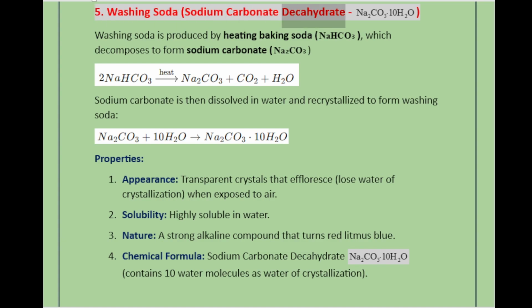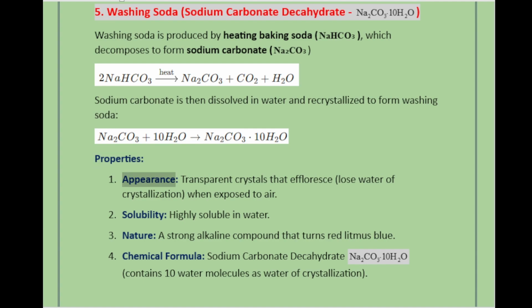5. Washing soda, sodium carbonate decahydrate. Washing soda is produced by heating baking soda, which decomposes to form sodium carbonate. Sodium carbonate is then dissolved in water and recrystallized to form washing soda.